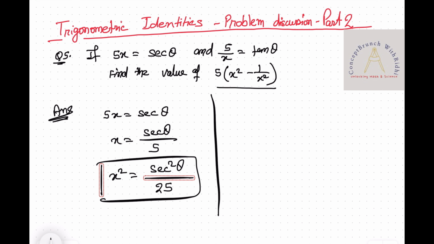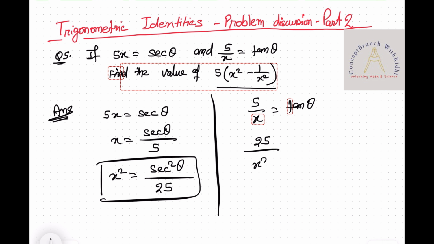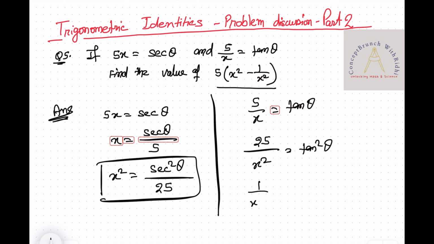Next, similarly, 5 by x is what? Tan theta. Square it both sides. So it will become 25 divided by x squared equals tan squared theta, correct? So from here 1 by x squared will be what? Tan squared theta divided by 25.